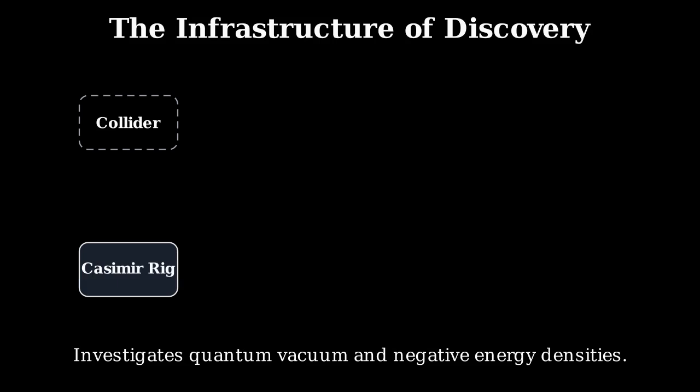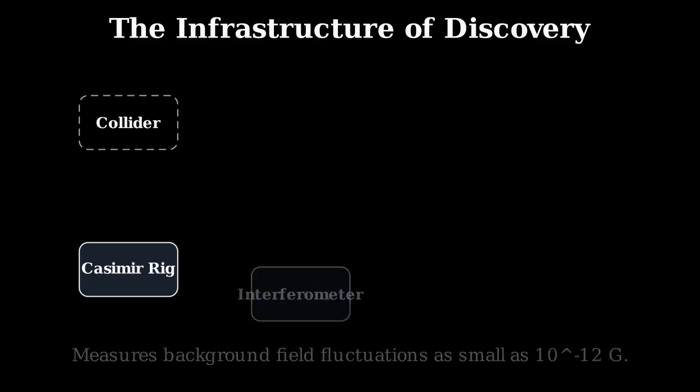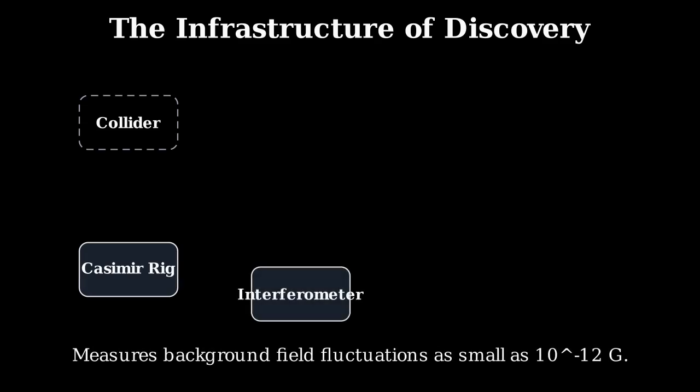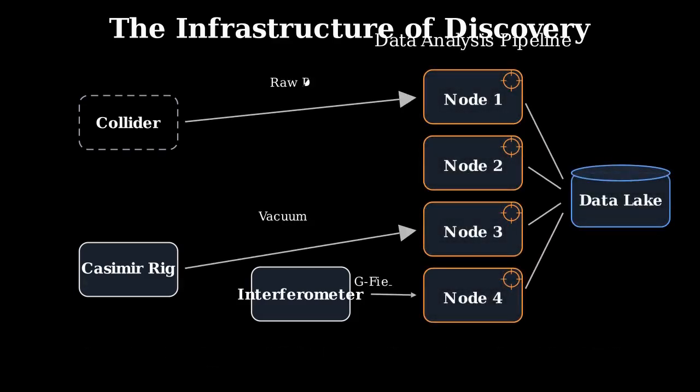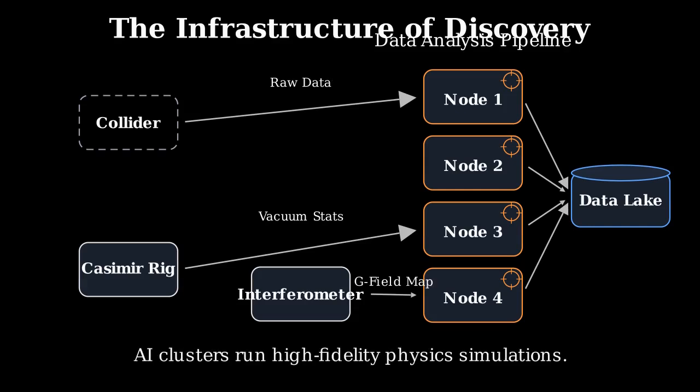Next, we look at the Casimir rig. These experimental setups investigate the quantum vacuum. By placing plates mere nanometers apart, they attempt to manifest negative energy densities, which serve as the theoretical fuel for many anti-gravity concepts. Then we have atomic interferometers. These are our eyes, using the wave nature of atoms to measure background field fluctuations as small as 10 to the negative 12th G. These precise instruments allow us to map the tiniest changes in the gravitational field across the experimental space. To make sense of this massive influx of information, we need a centralized engine.